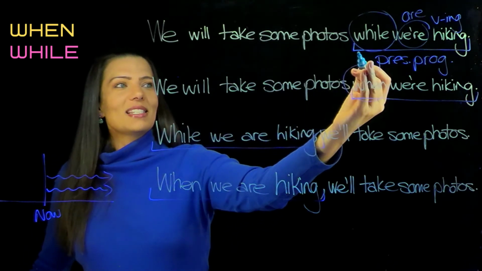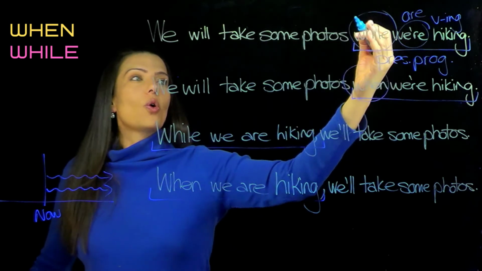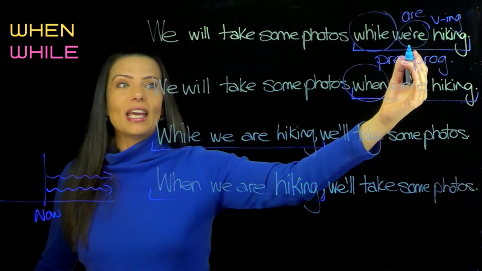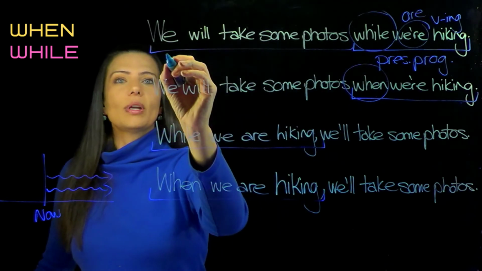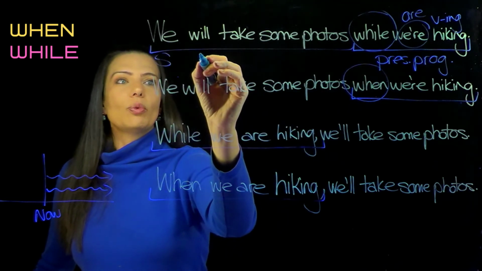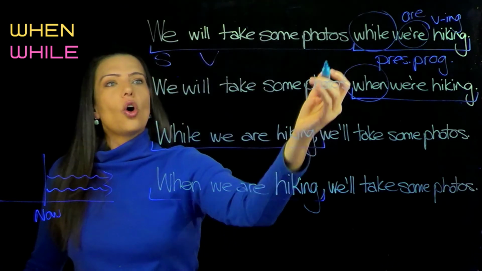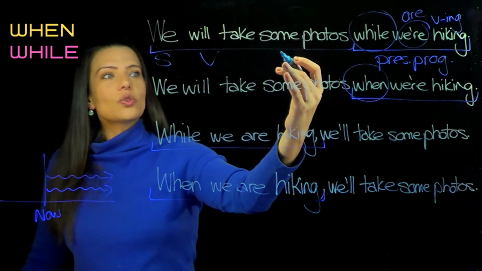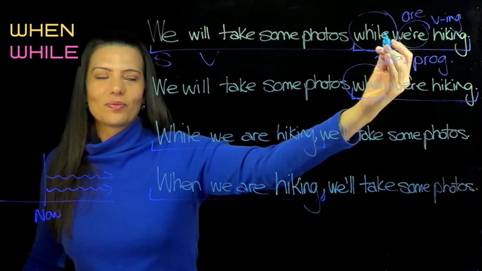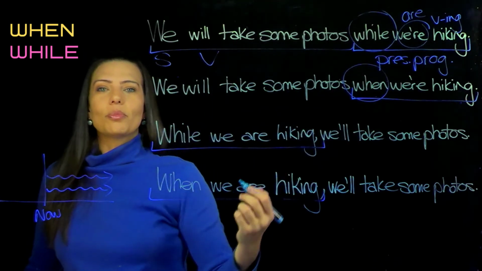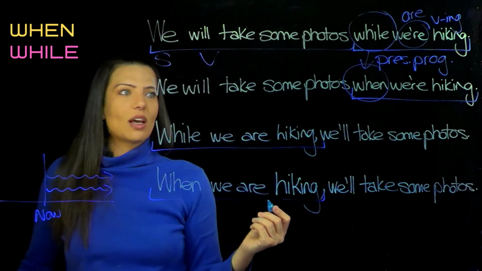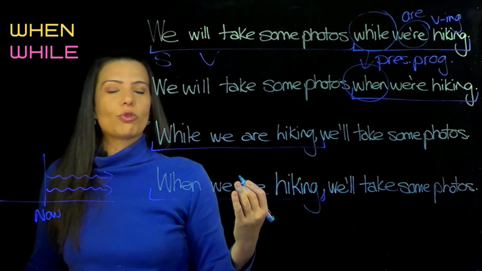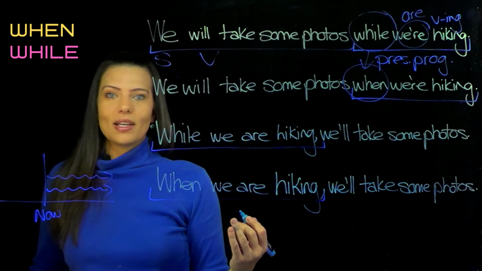So in this case here, we will take some photos while we are hiking. This is the main clause, and here we have the subject, and we have the verb will take. When is that going to happen? It is going to happen while we are hiking. Now, in the second example, this is exactly the same. The only difference here is that we have while switched for when. They have the same meaning.